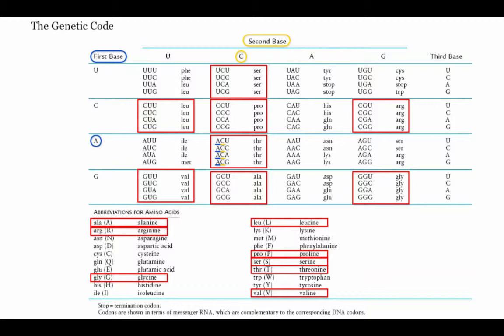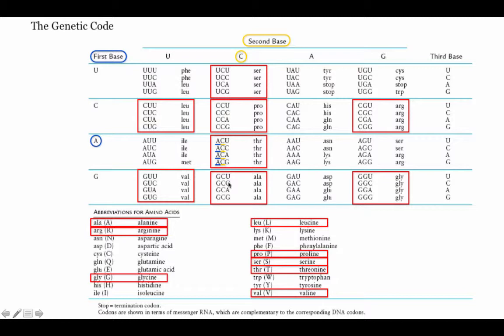For example, if you look here at leucine, they all begin with CU, and valine all begins with GU, whereas proline, they all begin with CC. We just said threonine, they all begin with AC, and then alanine, they all begin with GC, etc. for these specific groups of codons.